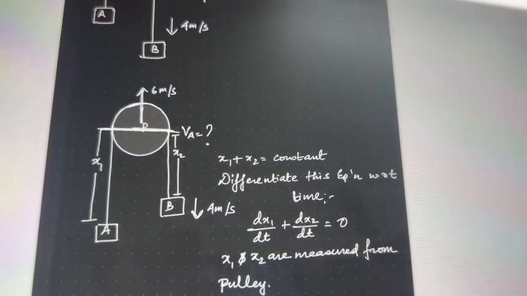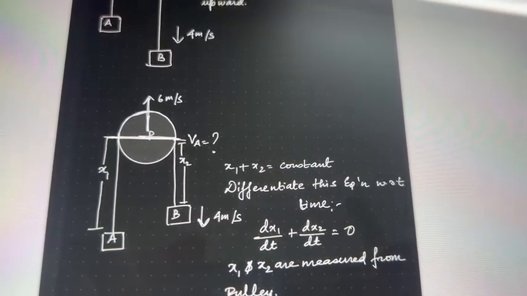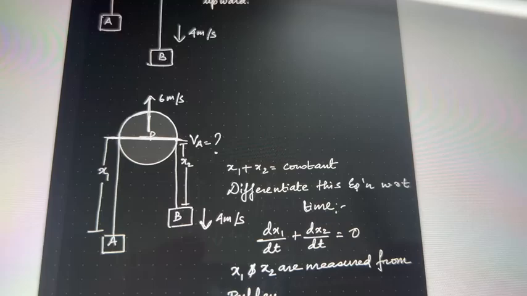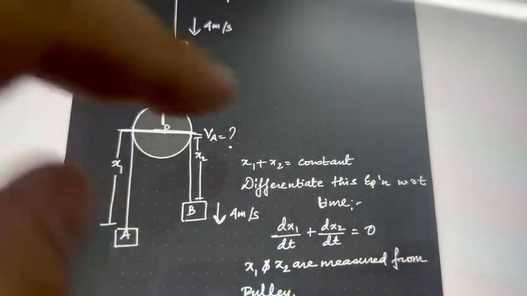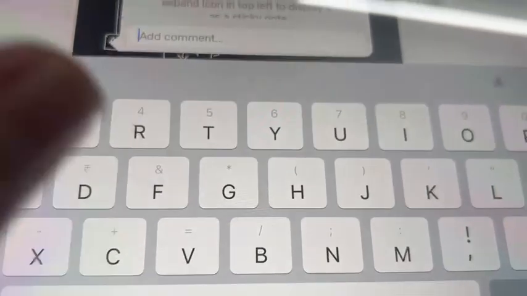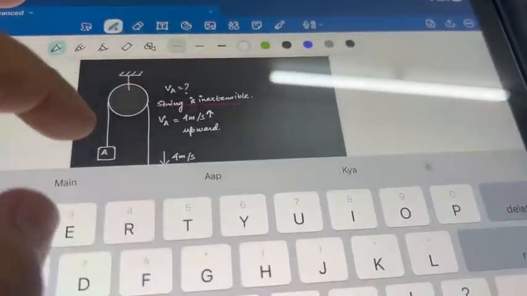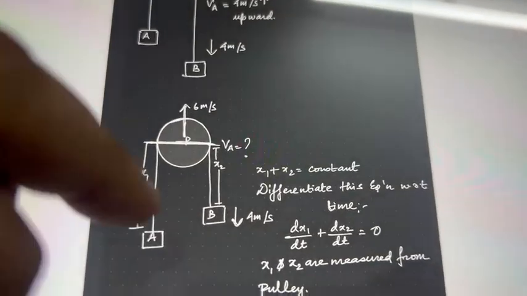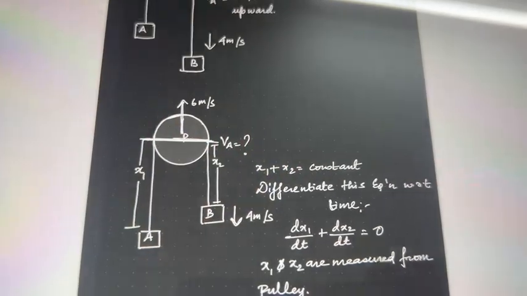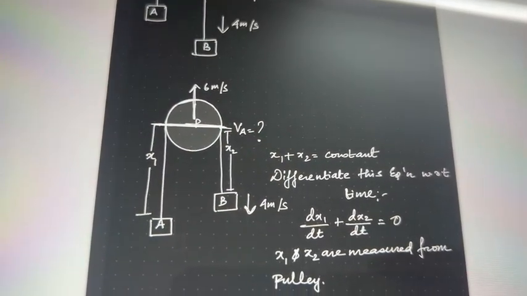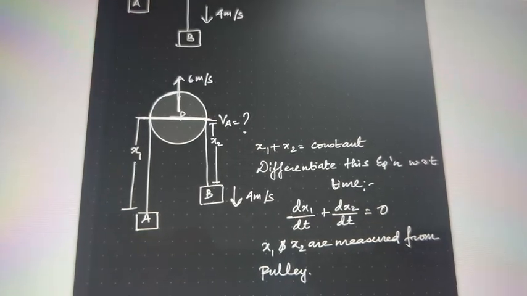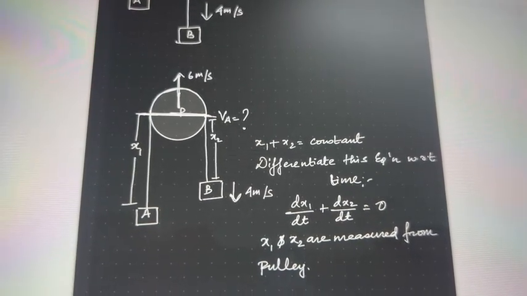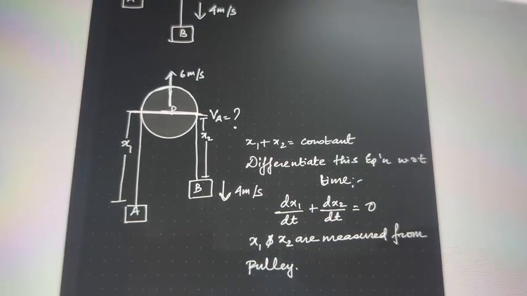Right. So in this case, suppose block A is connected to the pulley and block B is also connected to the pulley. We consider this length as x1 and this length as x2. Can we say that if block B is going down, the length x1 will increase and the length x2 will decrease, right? Because one will try to elongate and the other will try to compress, and the pulley is also moving.